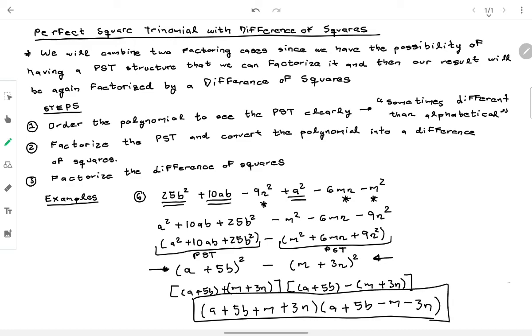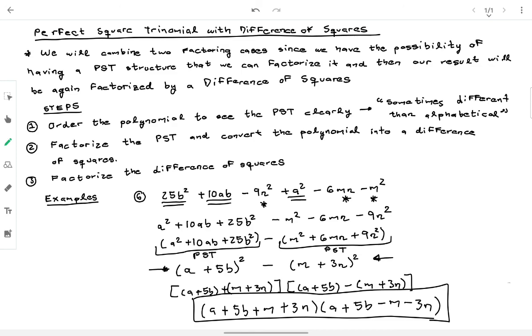So doing an exercise of a perfect square trinomial combined with difference of squares is not difficult. It's only first looking at the exercise, ordering the polynomial to see the perfect square trinomial clearly. It can be 1 if we have 4 terms, or it can be 2 if we have 6 terms. Then we factorize the perfect square trinomial or trinomials, and it will be converted into a difference of squares. And finally, if we factorize the difference of squares, we will get our correct answer.